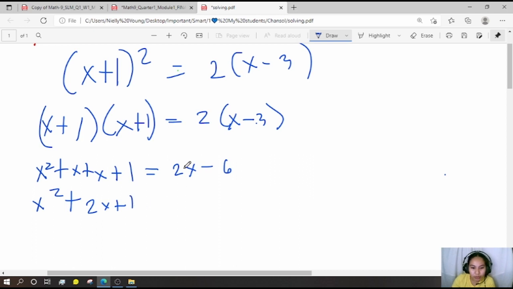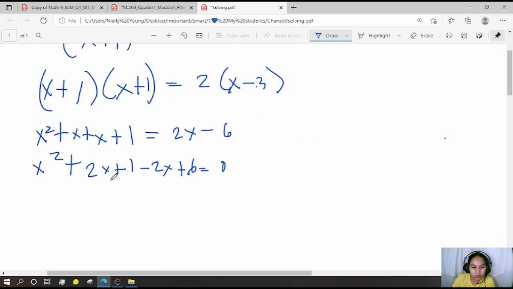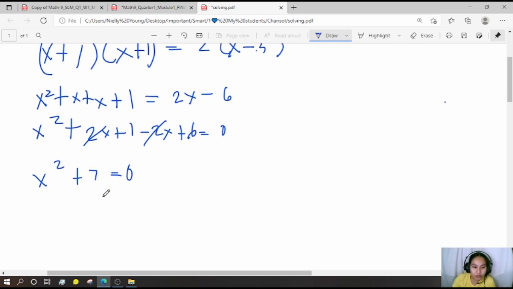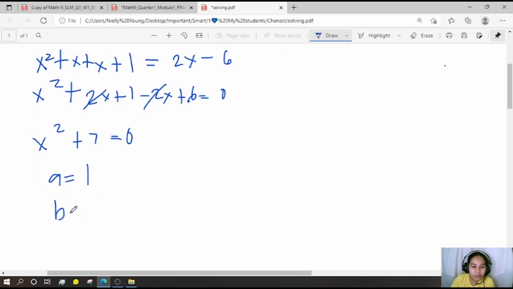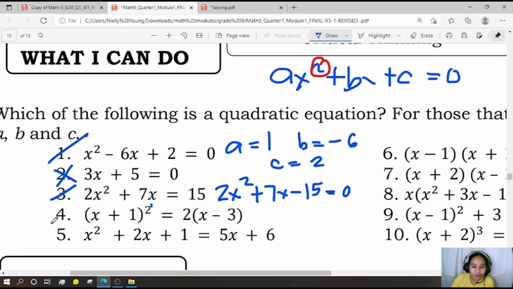Then transpose the 2x minus 6 to the left side, that is negative 2x plus 6 equals to 0. So this is 0 now, 2x and negative 2x. So x squared plus 1 plus 6 is 7, equals to 0. So this is now the standard form of quadratic equation, which follows ax squared plus bx plus c equals 0. So a is equal to 1, b since walang bx, so 0, and then c is equal to 7. So that is the answer for number 4.